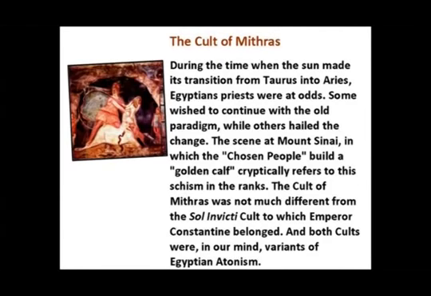During the time when the sun made its transit from Taurus into Aries, Egyptian priests were at odds. Some wished to continue with the old paradigm while others hailed the change. The scene at Mount Sinai, in which the chosen people build a golden calf, cryptically refers to the schism in the ranks. The cult of Mithras was not so much different from the Sol Invictus cult, to which the Emperor Constantine belonged, and both cults were, in our mind, variants of Egyptian Atonism.